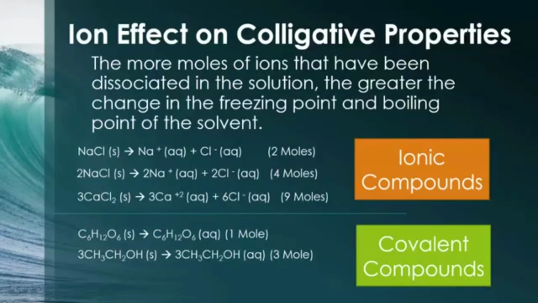Compare similar ionic compounds like sodium chloride with two ions and calcium chloride with three ions. We know that the substance with more ions will have a greater impact on raising the boiling point and lowering the freezing point.